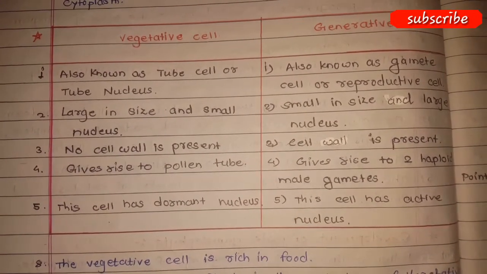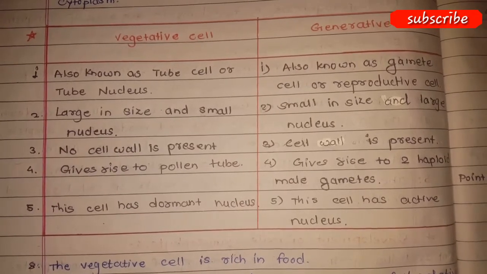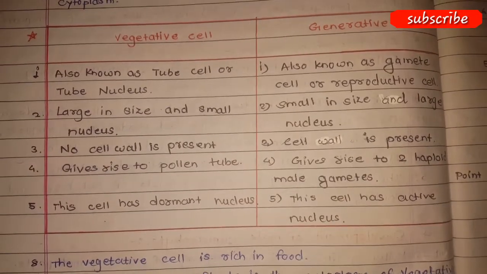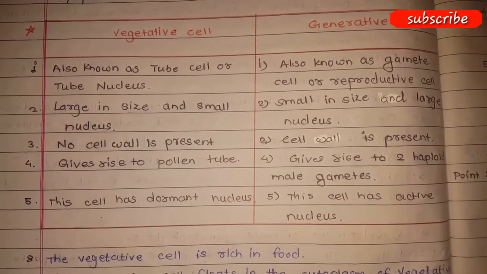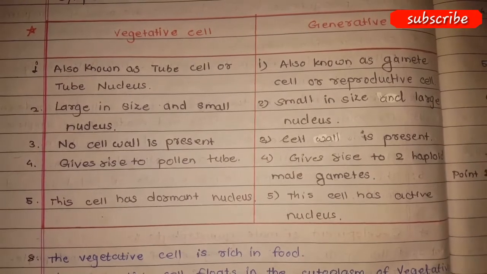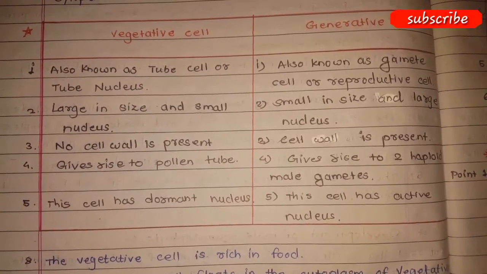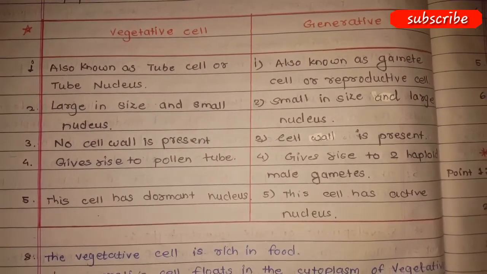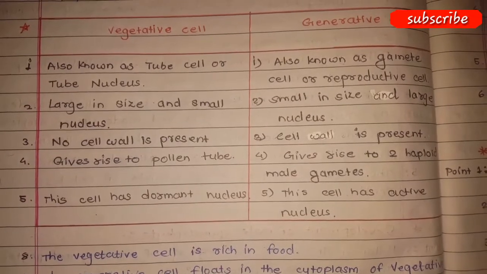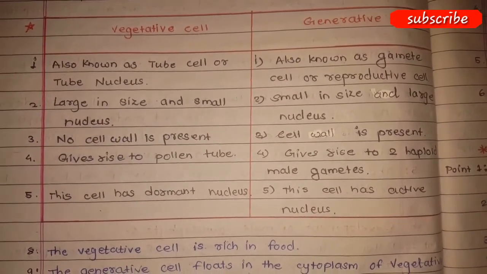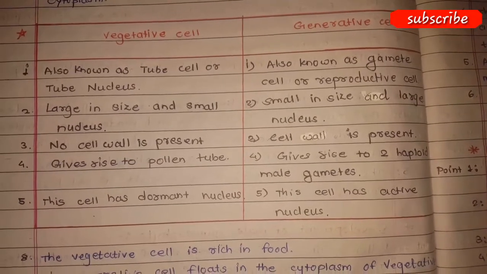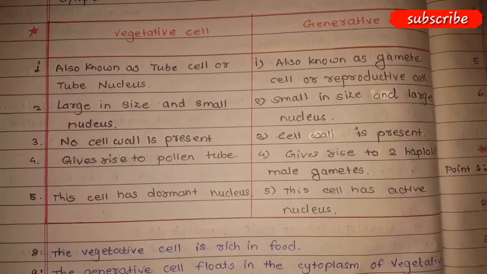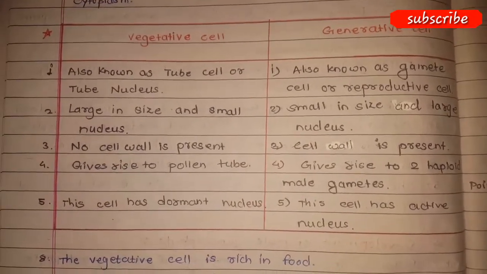Third, in vegetative cell, no cell wall is present. On the other hand, cell wall is present in generative cell. Fourth, vegetative cell gives rise to pollen tube. On the other hand, generative cell gives rise to two haploid male gametes. Fifth, vegetative cell has a dormant nucleus. Next, generative cell has an active nucleus.